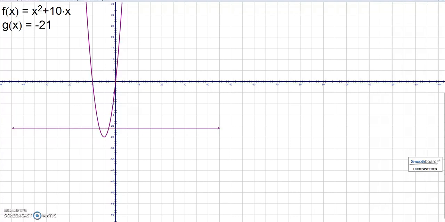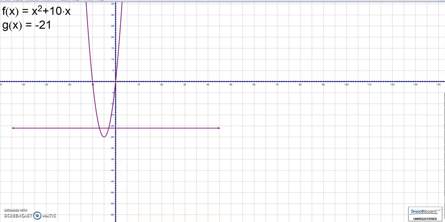This video will just continue where the previous video left off. We're still looking at graphs of trig functions and trying to figure out algebraically some properties that they might contain. And we're going to connect it back to some algebra ideas that we've been using for a number of years. So in this case, we're looking at where would x squared plus 10x equal the graph of negative 21, which is just a horizontal line.